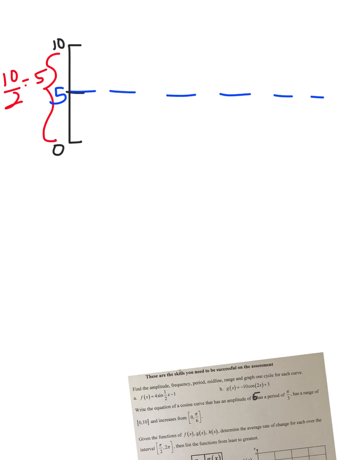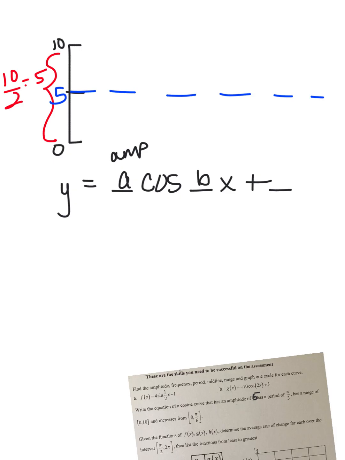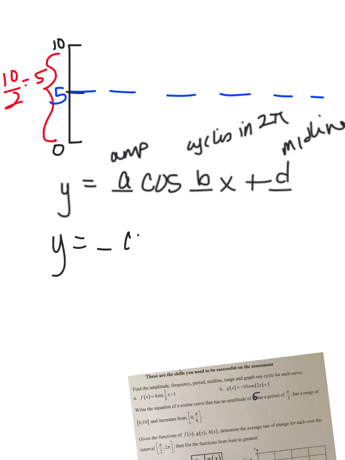Here's the midline. Also remember, I've always said to write down the model, y equals, and it does say write a cosine curve, so it's blank cosine blank x plus blank. And remember, this is your A, comes from your amp. This is B, comes from the cycles in 2 pi. And this is D, that's your midline.